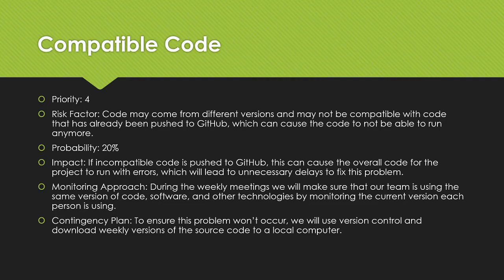So again, our monitoring approach was just to go over and make sure that each week we're all using the same version for the entire project, and our contingency plan was to make sure that we used version control within GitHub and downloaded the weekly versions from there. That way the source code on the local computer matched what we pushed to our org.